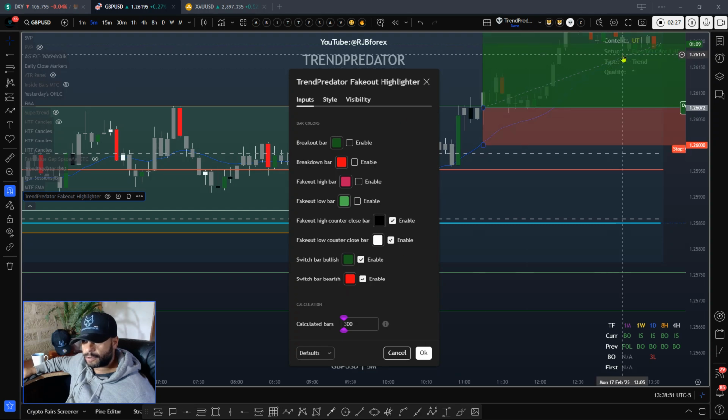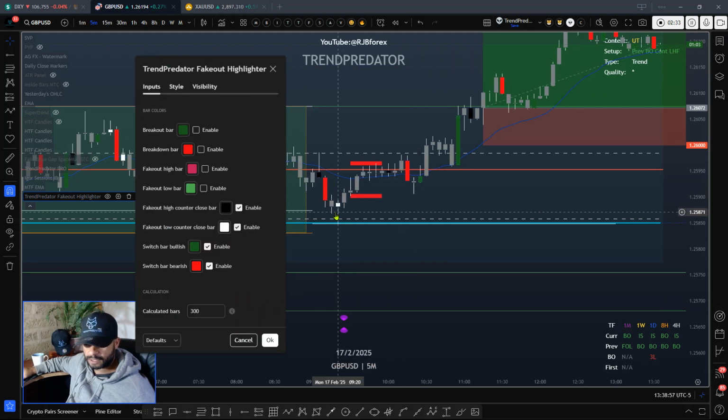This is the TrendPredator fake out tool that we use in combination with the TrendPredator Pro. All right, this helps us with our analysis in terms of the candles that we're looking for. Essentially, what traders are trapped, where, when. Okay, so this helps us identify the setups.